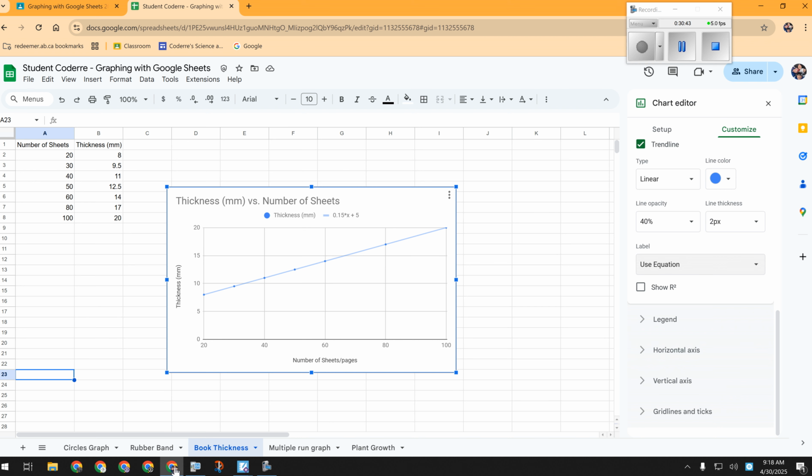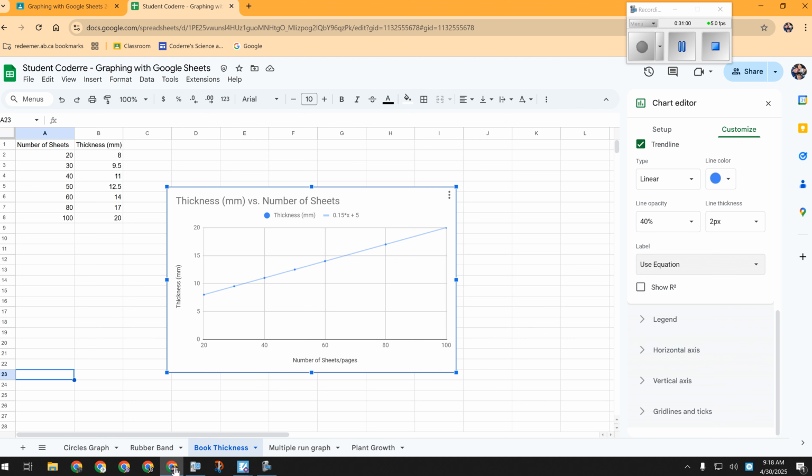Everybody's graph look like that? All right, now I'm going to show you what we can calculate using that graph. Obviously we can read from that graph that the more pages you put in the book, the thicker it gets. Cool. But here's some of the other things that that graph, now that we have the equation, tells us.